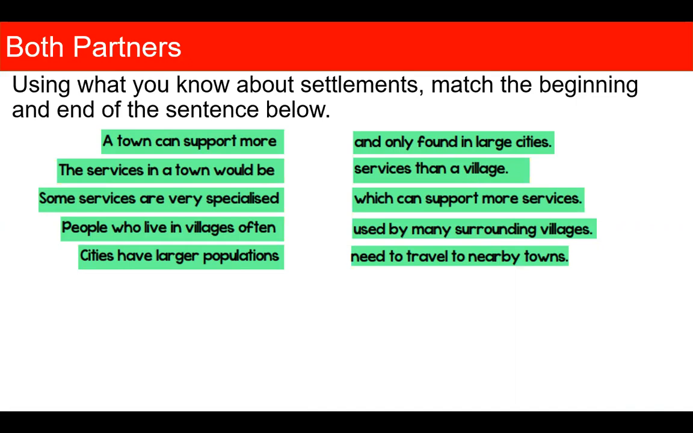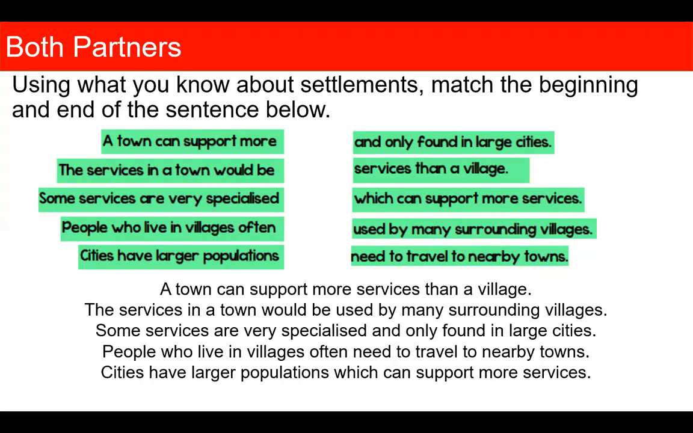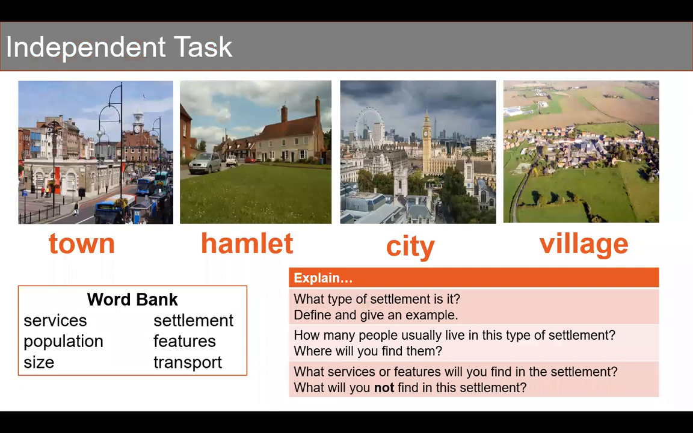Okay, let's go on to the answers. So the answers are below. A town can support many more services than a village. Services in a town would be used by many surrounding villages. Some services are very specialised and can only be found in a few large cities. People who live in villages often need to travel to nearby towns, and cities have larger populations which can support more services.